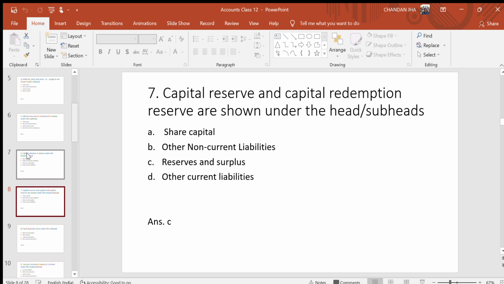Question number 7. Capital reserve and capital redemption reserve are shown under the head subhead. Share capital, other non-current liabilities, reserve and surplus, other current liabilities. The answer is option C, reserve and surplus.